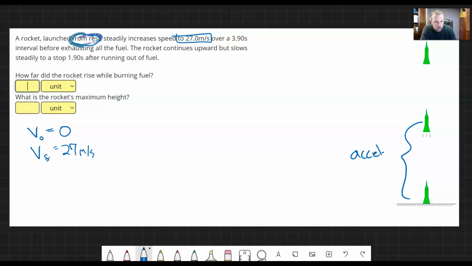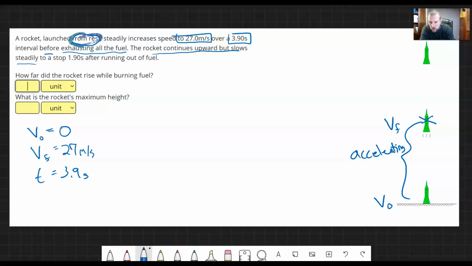We're accelerating, right? We're speeding up. V0 is here, Vf is here, over a 3.9 second interval. So the amount of time is 3.9 seconds, before exhausting all the fuel. All the fuel cuts off at that point. The rocket continues upward, but slows steadily to a stop.